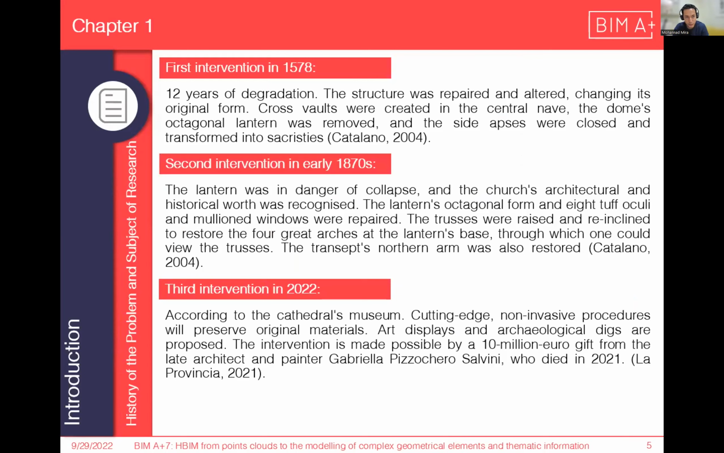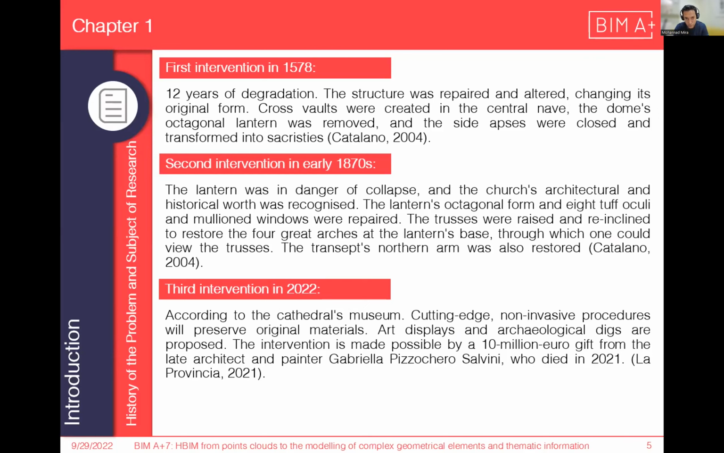The building went through three major renovations. The first one was 12 years after the construction, due to degradation. The structure was repaired and altered, changing its original form, of course. The cross vaults were created in the central nave, and the domes' octagonal lanterns were removed. The second intervention was in the early 18th century. The lantern in the middle of the dome was in danger of collapsing the whole dome, so they decided to make an architectural renovation of historical worth. And of course, the octagonal form and the eight oculi and mullioned windows were repaired as well.